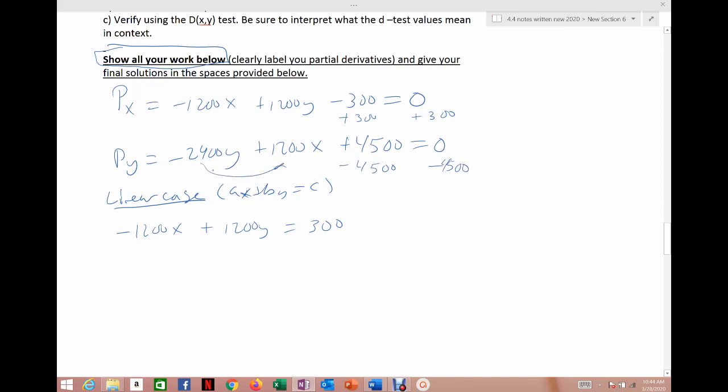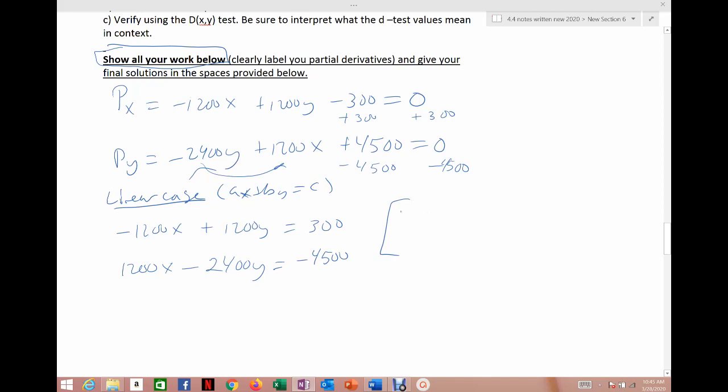Then I will have to rearrange my x and y. Make sure you do that. It's really easy to not do that, and when you plug it in your matrix, you'll plug it in backwards. So make sure you're careful. Rearrange it, the x term first, which is our positive 1200. Then the y term, the negative 2400, equals the constant, which is negative 4500.